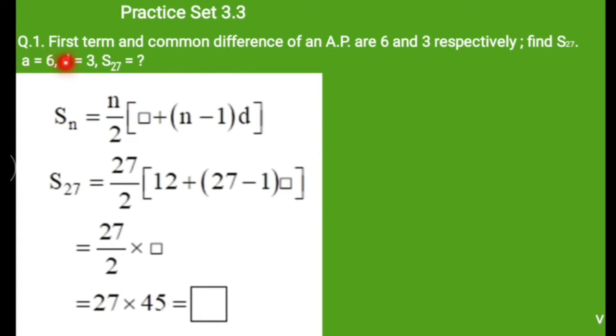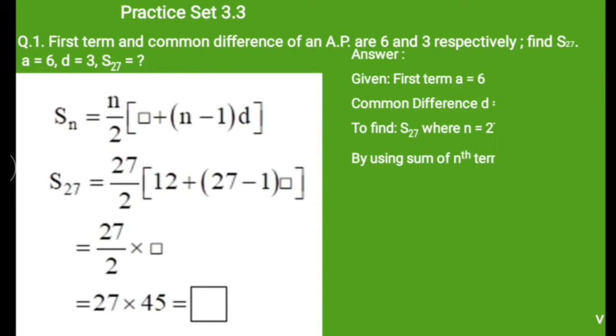See the question first. First term and common difference of an arithmetic progression are 6 and 3 respectively. Find S27. So value of a equals 6 is given, value of d equals 3 is given, and we have to find sum of first 27 terms of an arithmetic progression. So for that we have to fill up these boxes. So we write the procedure first, then we fill these boxes.